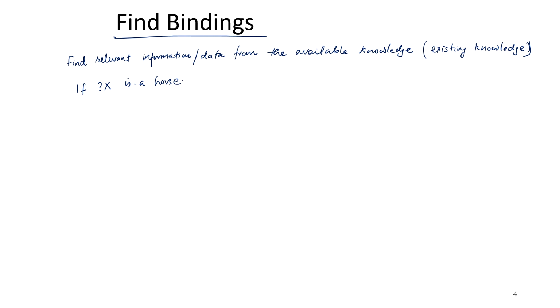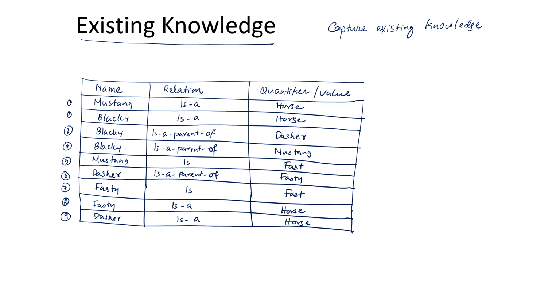Okay. So then variable X can be bound to... we go back and see which are the horses. In this case we can say Mustang is a horse. So the horse relationship is here. Blackie is a horse, so that's another horse. Then you look through this one, you see there's a horse. So Fasty is a horse. And Dasher is a horse. So from the existing knowledge, you have 4 horses: Mustang, Blackie, Fasty and Dasher.